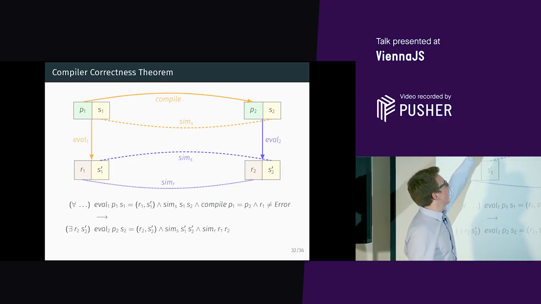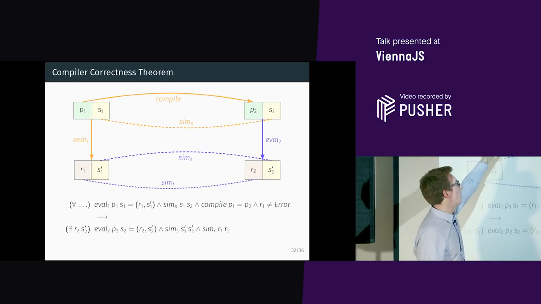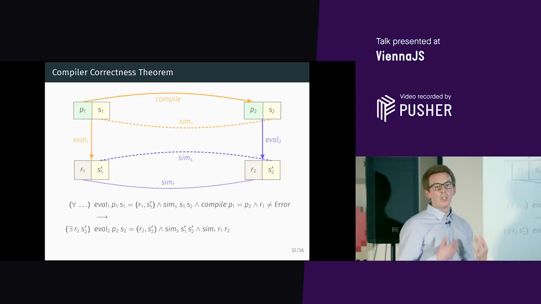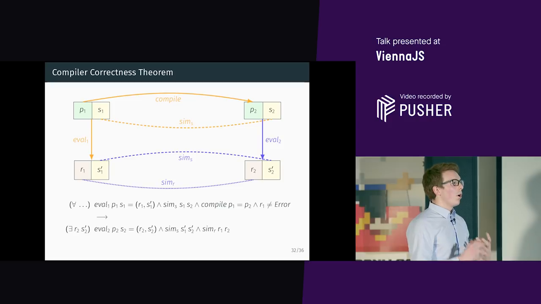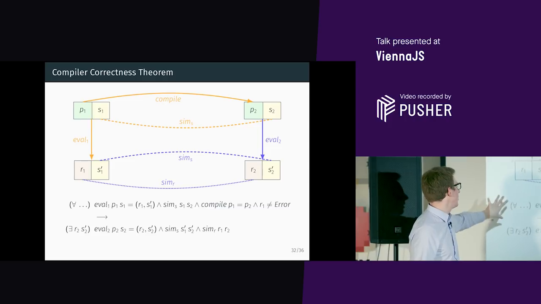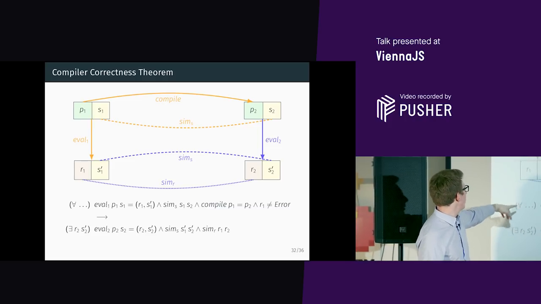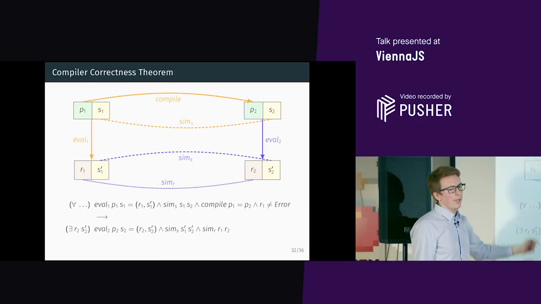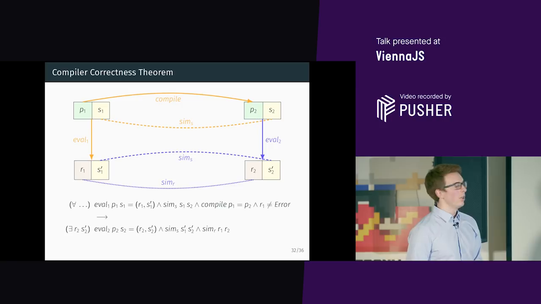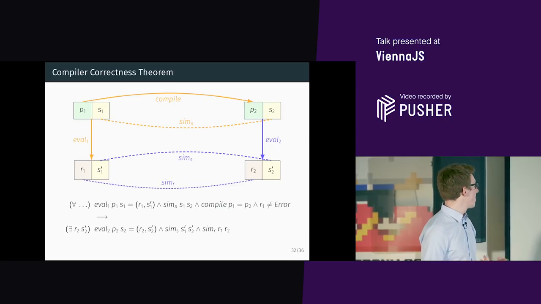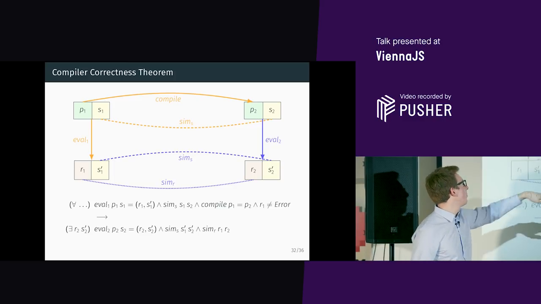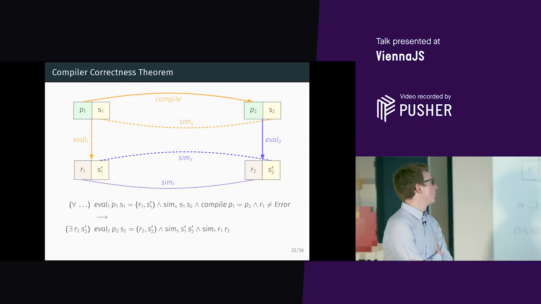So if S1 and S2, the initial states, are similar, and then you execute your programs, then the resulting states are also similar. If you can achieve that, then you have what you would call a correctness proof for the translation. And the schematic of the proof is like this. You have here a universal quantification, so you can prove this for every program and for every state. So it's an inductive proof over the structure of the program. And what you can then derive is that you will always find this lower part of this construction.